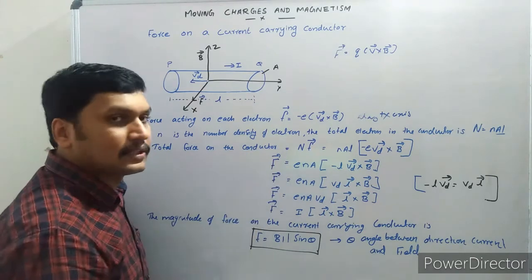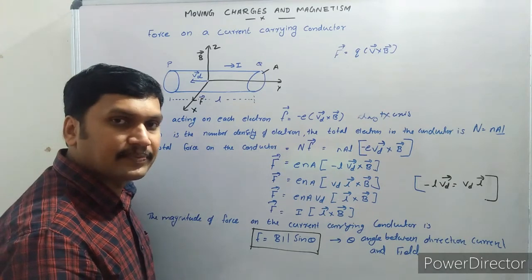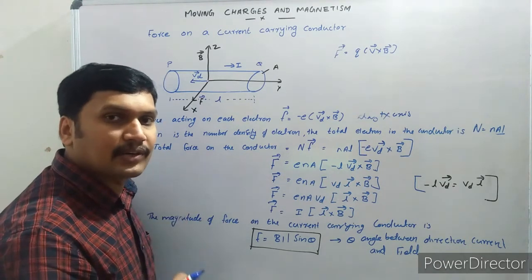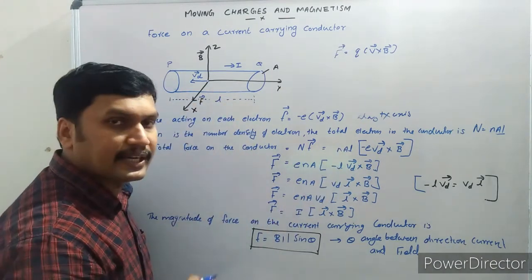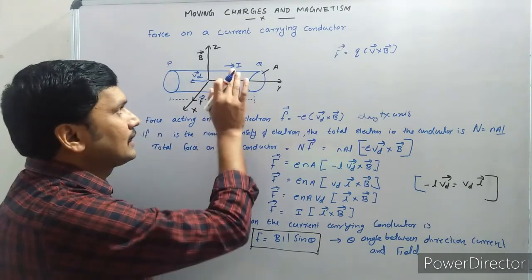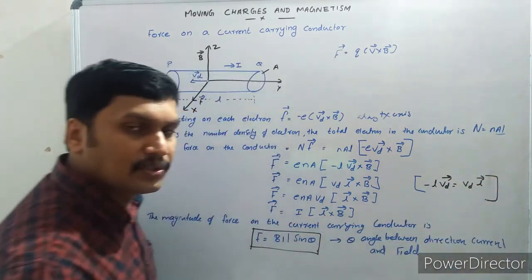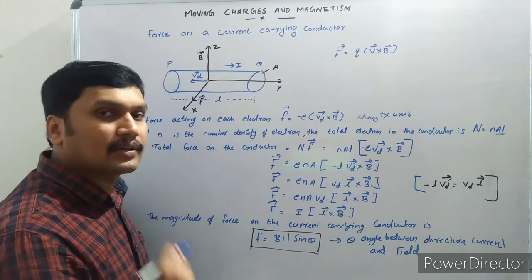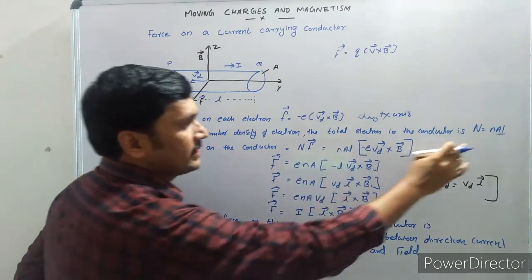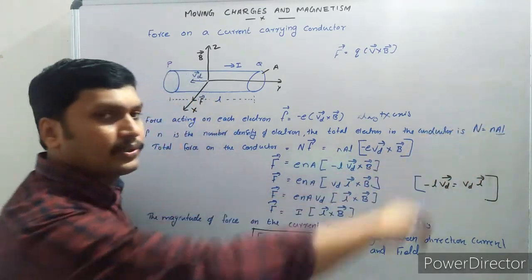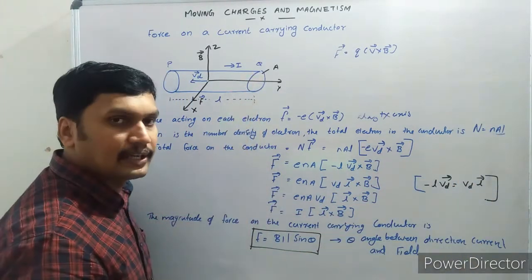Now let us calculate how many electrons are there in this conductor. For that, we know the number density of electrons in this conductor. The number density means the number of electrons per unit volume. Say n, small letter n, is the number density of electrons in this conductor. So to calculate the total number of electrons in this conductor, you just multiply the volume of the conductor by the number density of electrons, the number of electrons per unit volume. That is the number density. So the total number of electrons in this conductor is n into AL, number density into the volume of the conductor. So that's the total number of electrons.